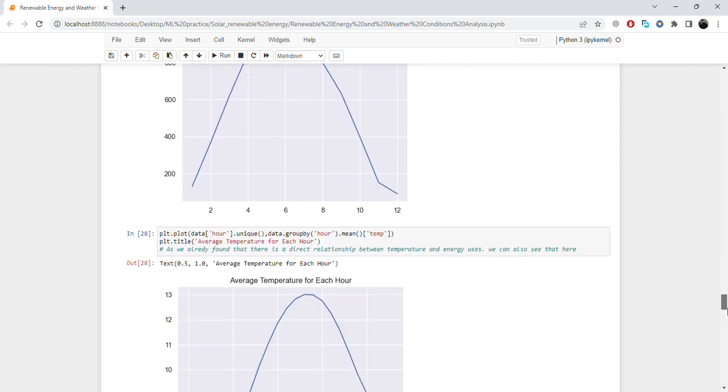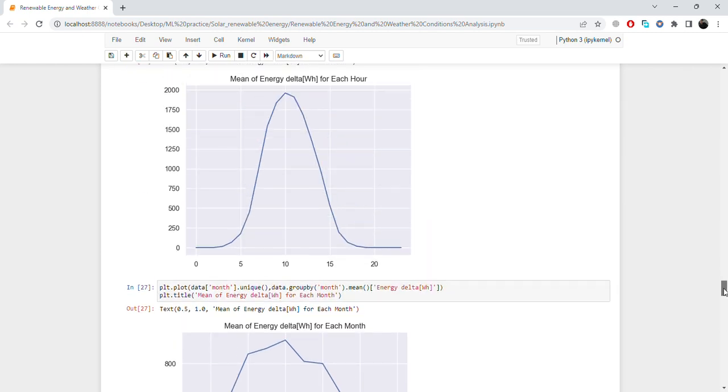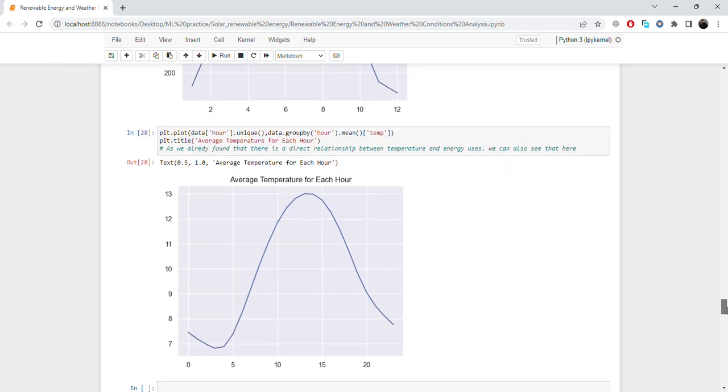Okay, so here the average temperature. Now we can see that the temperature of the day increases from around 8 or 9 a.m., up to maybe 1 p.m. or 2 p.m., and now decreases. So this graph is mostly reflected in this graph. Okay, now we have more proof for our analysis.